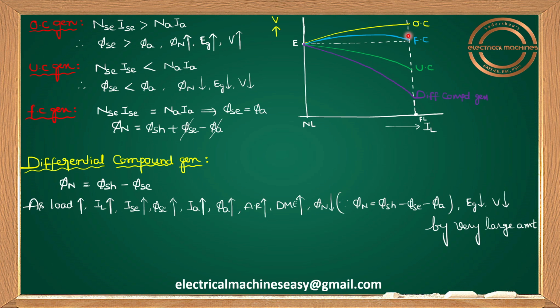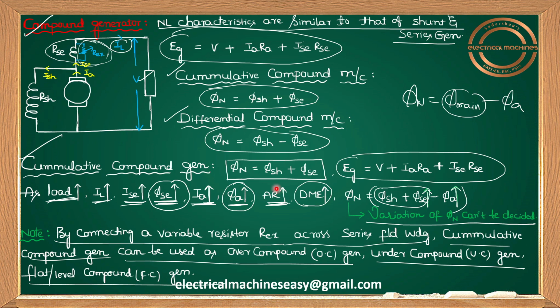Okay guys, let me take a flat compound generator. Try to see, for the flat compound generator, by varying this variable resistor, I'll maintain such that NSCISC is equal to NAIA. That means the series field winding MMF is equal to the armature MMF. Like that I'll maintain. So at that time phi SC equals phi A, these will be equal and will cancel each other. Once again the net flux will be phi SH only.